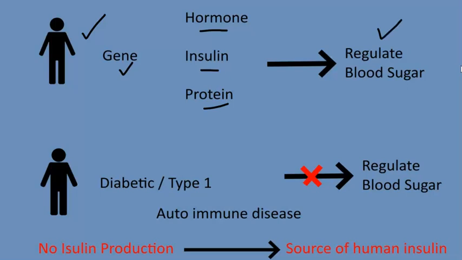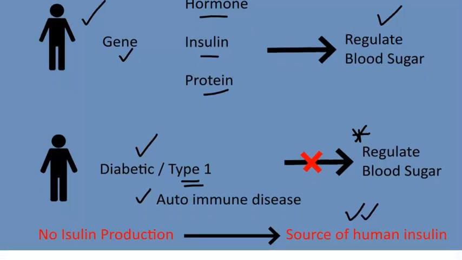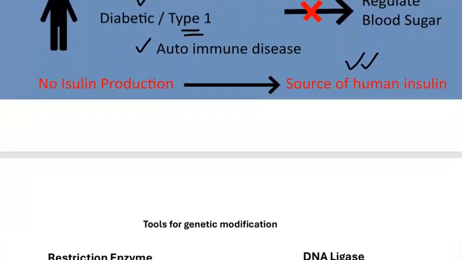There are some individuals with an autoimmune disease that destroys the beta cells of the pancreas, and they are unable to manufacture the insulin. These people are suffering from a condition called type 1 diabetes. They cannot regulate their blood sugar. And therefore, to treat people with type 1 diabetes, it's necessary to obtain a source of human insulin, and this is today achieved through genetic engineering.